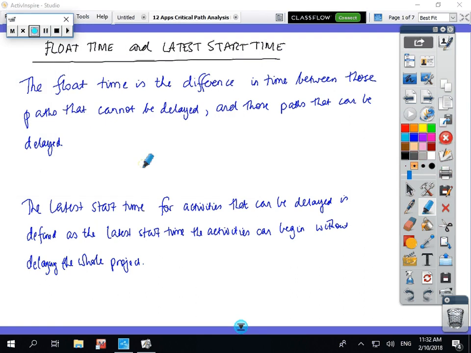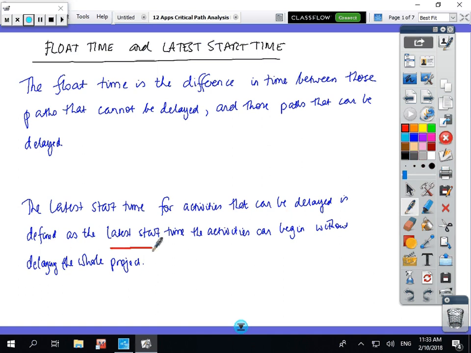Okay, so we've got a longer video this time, and it's called Float Times and Latest Start Times. A float time is the difference in time between those paths that cannot be delayed and those paths that can be delayed. And the latest start time for activities that can be delayed is defined as the latest time the activity can begin without delaying the whole project. We're going to work through examples so it'll make more sense.